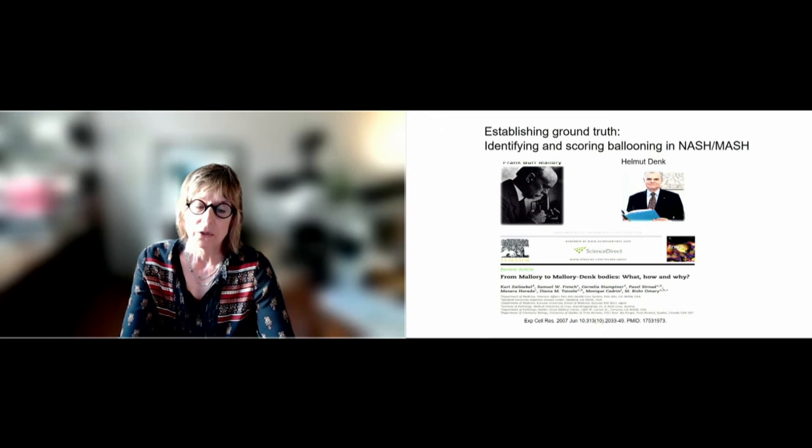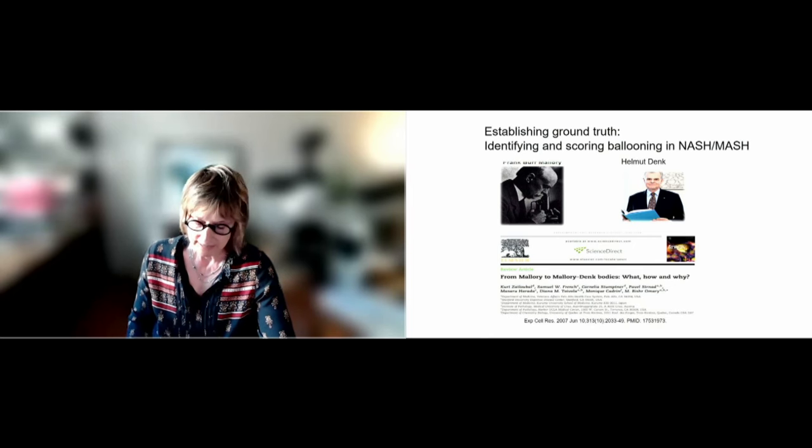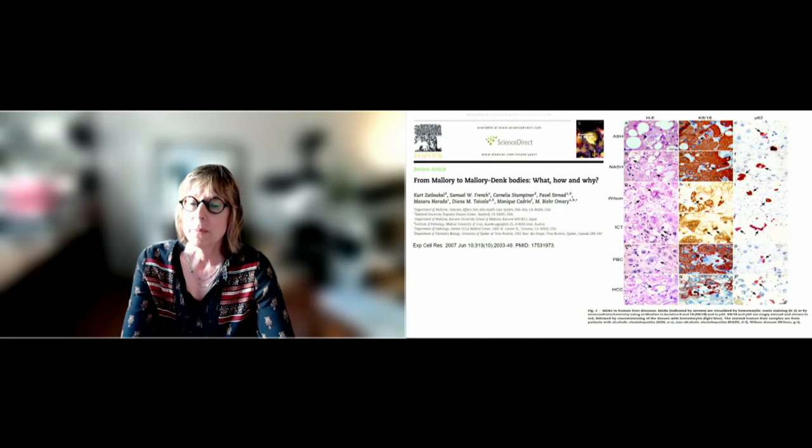Esteemed historic figures such as Frank Mallory and Helmut Denk have elucidated the underlying cellular biologic processes of ballooning. Next slide. From this 2007 paper, more contemporary scientists have demonstrated, as you can see on the left, how simple immunohistochemistry can be used to clearly identify ballooned hepatocytes and Mallory-Denk bodies.